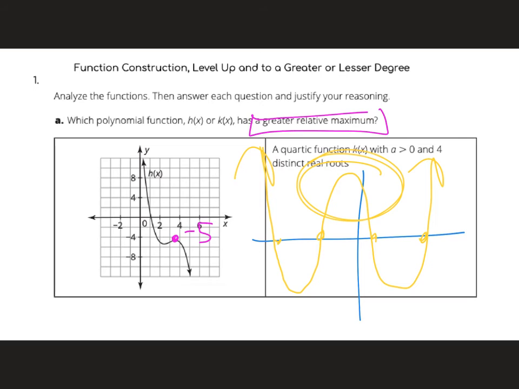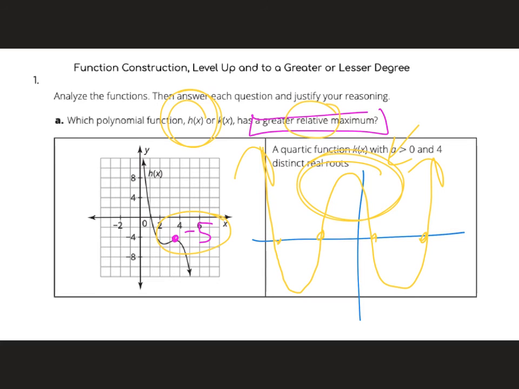So since the max for this one is a positive, remember we're talking relative max, not absolute max, and the relative max for this one is a negative. I picked -5, but the number doesn't actually matter. H of x will win. And explain your reasoning for that.